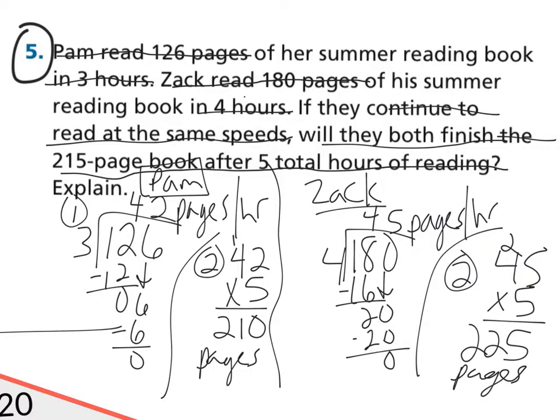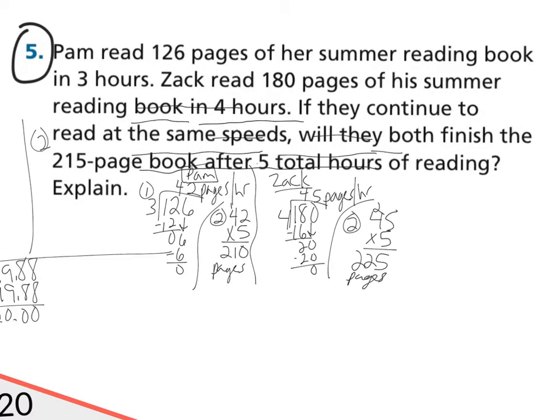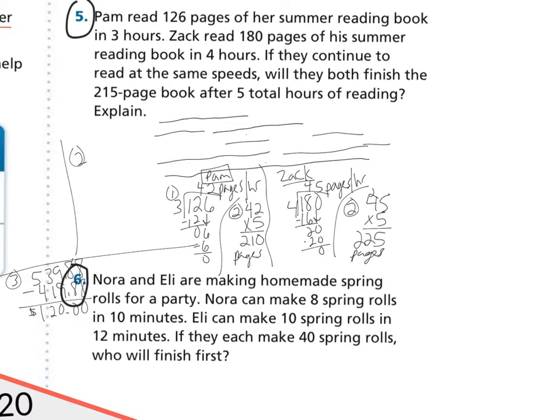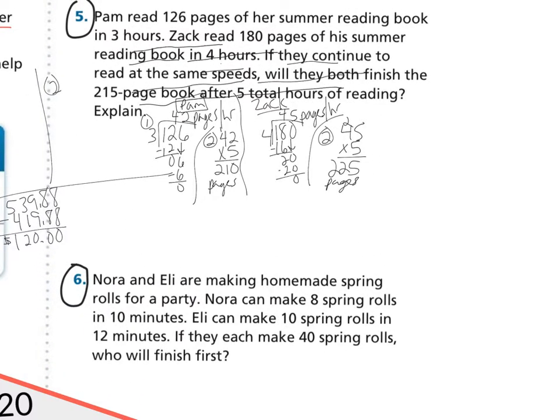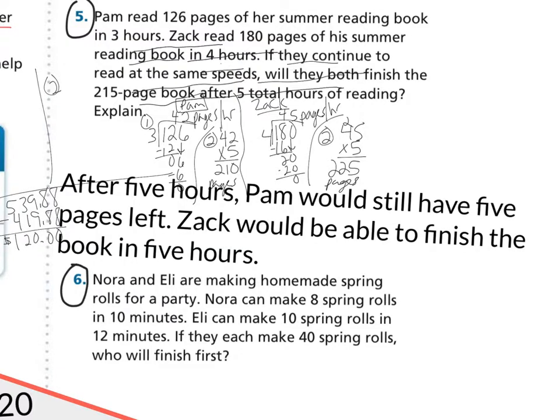Okay, so if we were going to write that out, we could say something like, after 5 hours, Pam would still have 5 pages left. Zach would be able to finish the book in 5 hours. Okay, and again, your work kind of explains that a little bit. You could go into a little bit more detail, though, also.